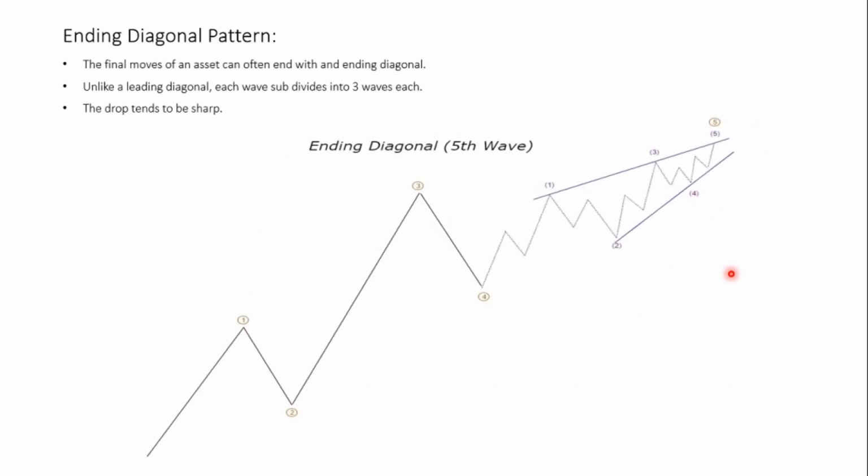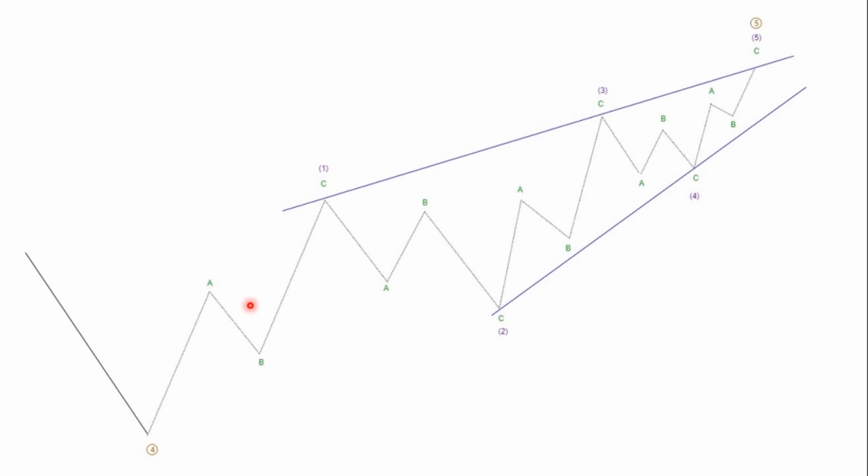Moving on to an ending diagonal, and this is the last pattern we're going to focus on. The ending diagonal is similar to a leading diagonal in the sense that it breaks up in a rising wedge. However, it's different in nature based on how it breaks up. We tend to see every single wave break into 3.